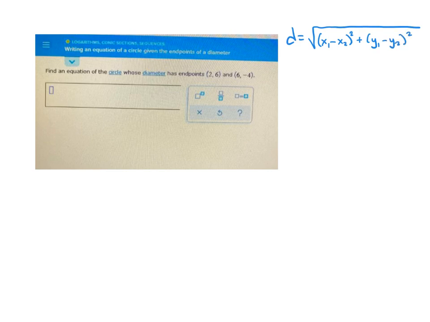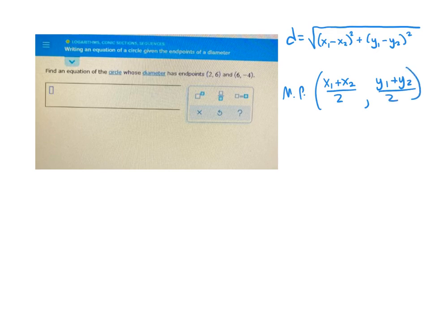We'll also need a midpoint formula. To find the middle of 2 points on a plane, we can add the x's together and divide by 2, and then we can add the y's together and divide by 2.